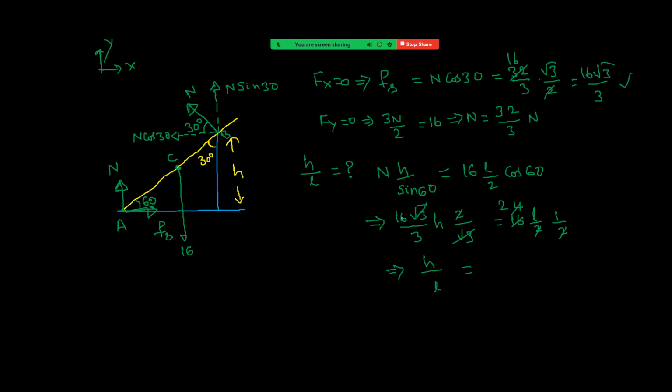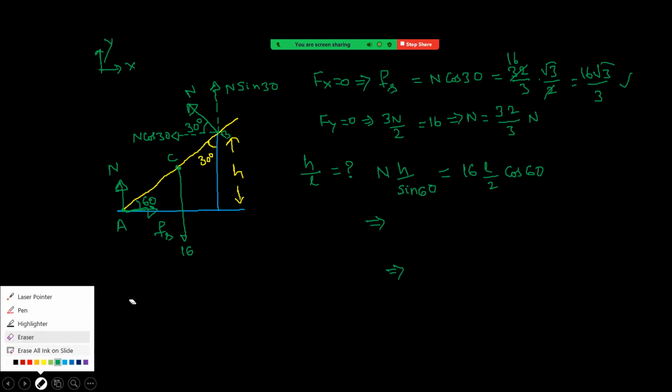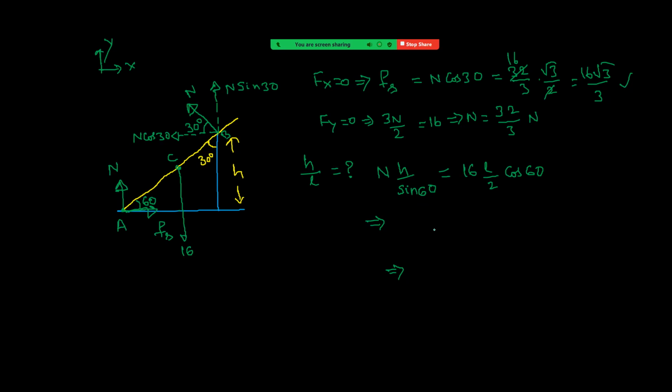Let me cross check once. N value 16... wait, sorry. N value is 32 by 3, right? Not this, this is friction. Okay, let me correct this one. I have taken the N value wrong. Let us write this once again. N value is 32 by 3; this is friction.